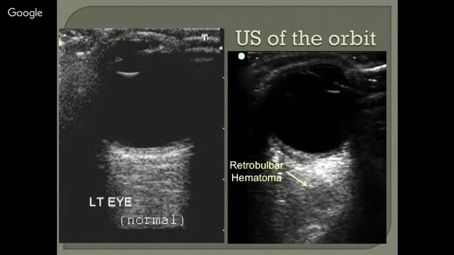Now, I understand that this finding is a little bit subtle, but I think that in the correct patient with a physical examination and mechanism of injury that is concerning, with this ultrasound finding, I don't think you'd be at any fault to treat this patient medically or surgically, which is going to be our next discussion.